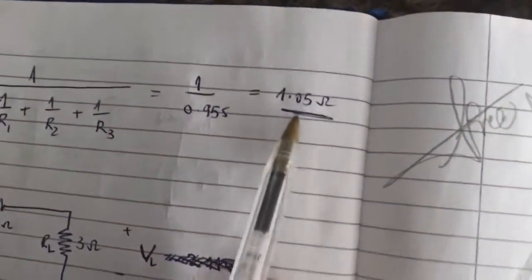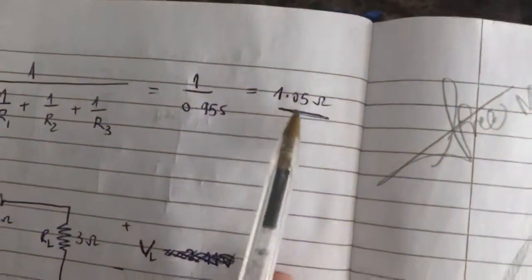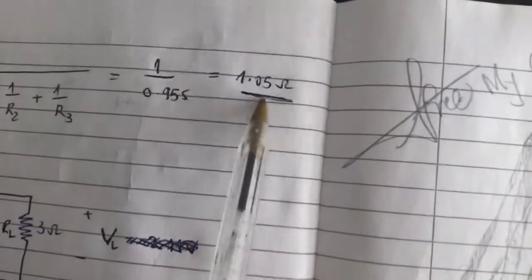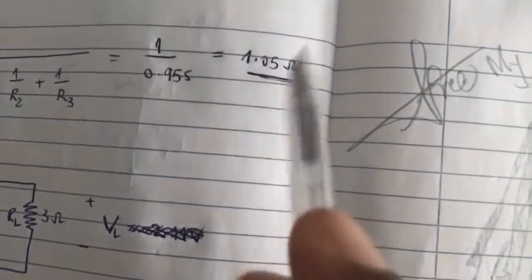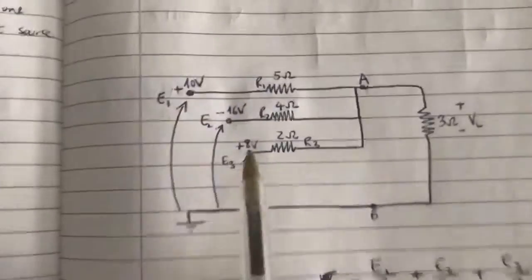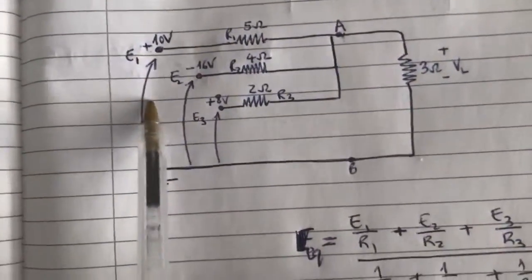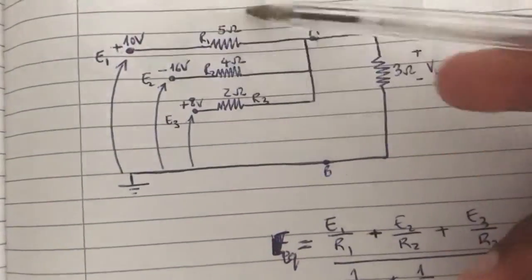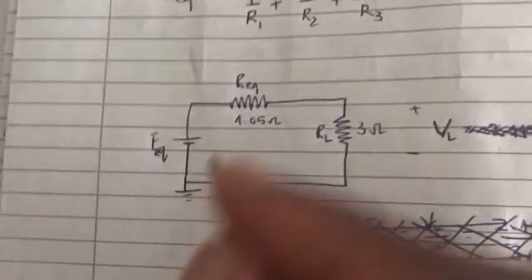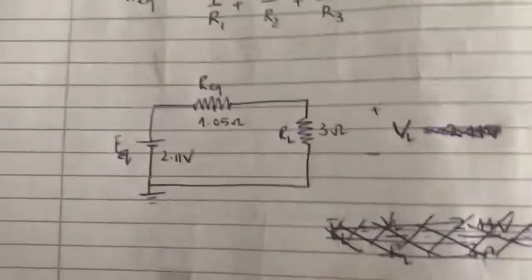It is very important, guys, when you're solving electrical circuits, that the value should be consistent with the theory. This value should be less than 2. If it is more than 2, then it's probably a calculation error. Now, if we redraw this circuit, replacing all these voltage sources with an equivalent voltage source, and replacing all these resistors with an equivalent resistance across these 2 points, across this load resistor, what we get is E equivalent, which is 2.11 volts.